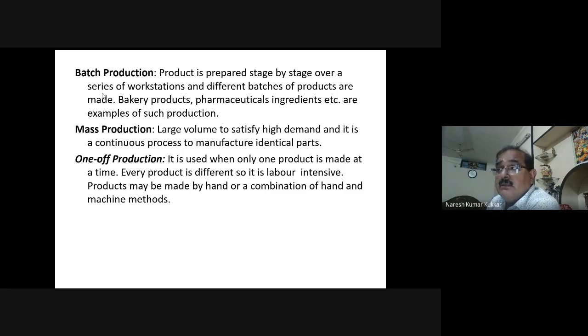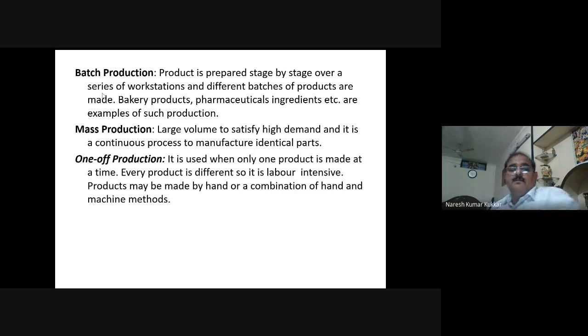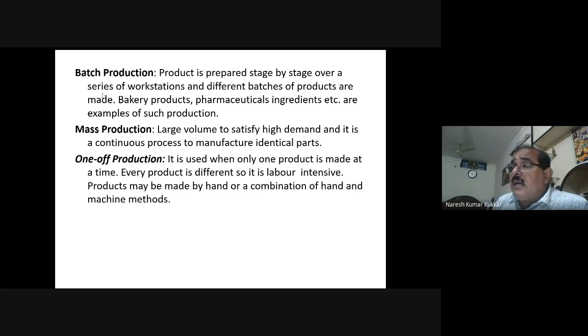For smaller cars, if a bigger car is there, then there is a starting of batch production. But for a single item with continuous demand, like mineral water, we have mass production. All the things required in continuous production to manufacture identical parts. So car manufacturing is a batch production. If it's used in a lower segment, it's mass production. Basically it's mass production, but for higher-end vehicles, it's batch production.